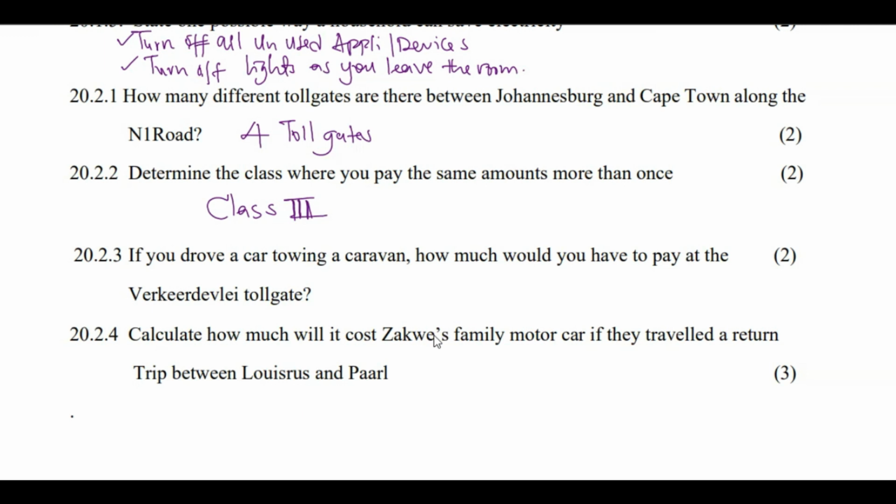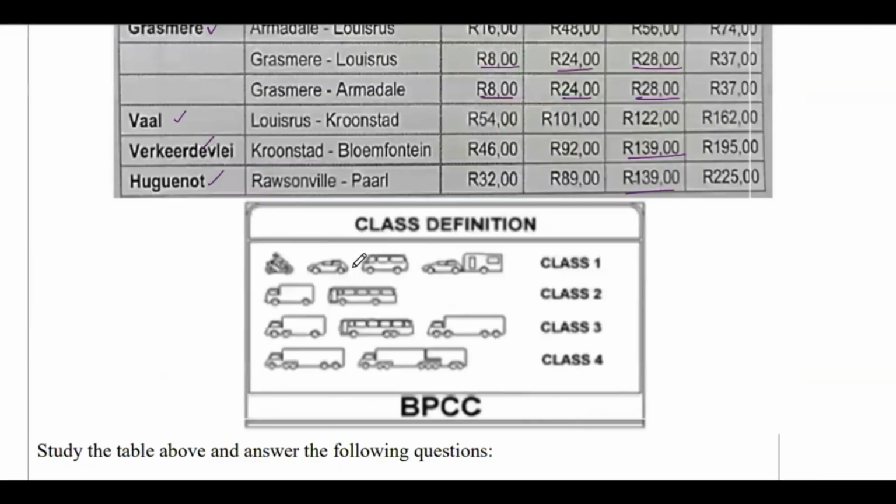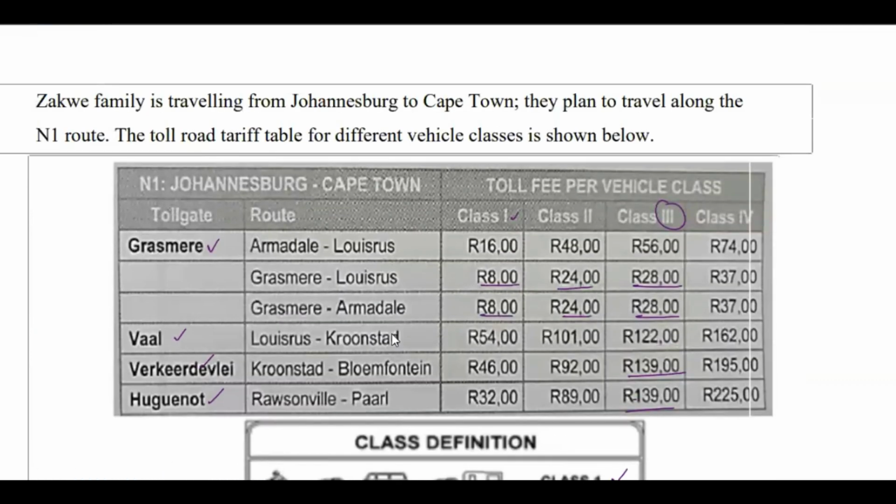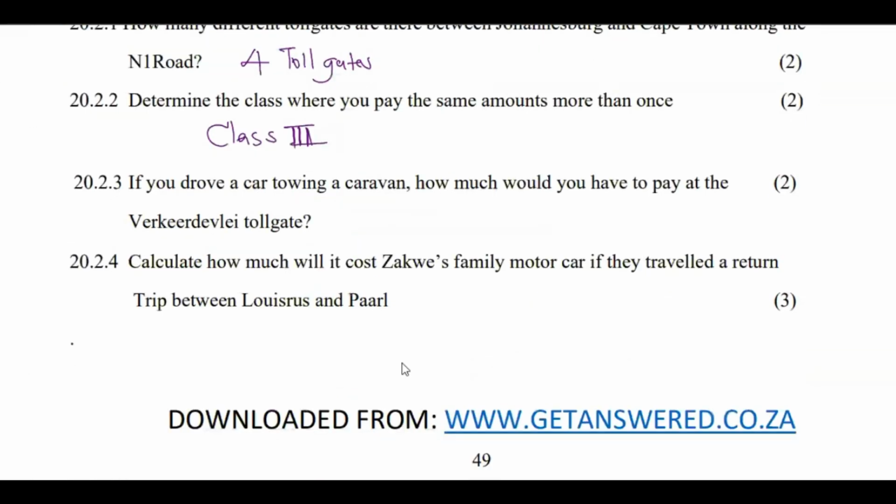If you drove a car towing a caravan, how much would you have to pay at Venloch toll gate? So towing a caravan, they mean this. It's class 1. So we go to class 1 at this toll gate here. You pay how much? 46 rands.